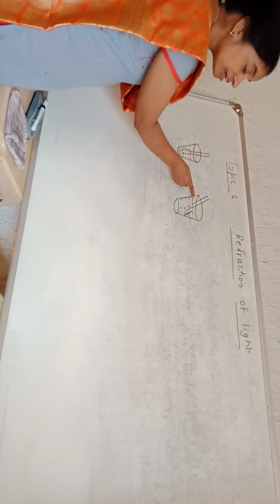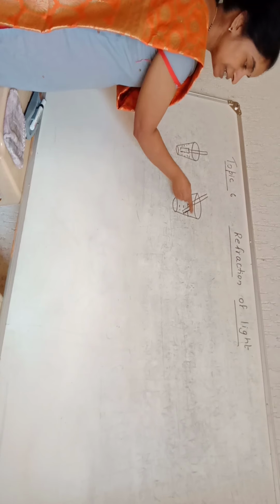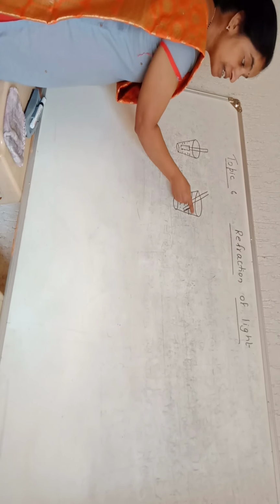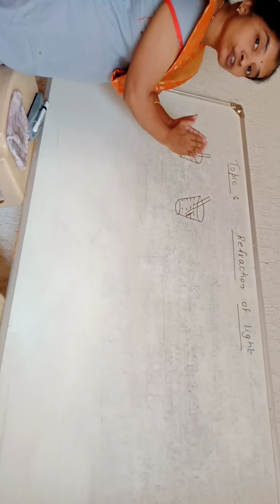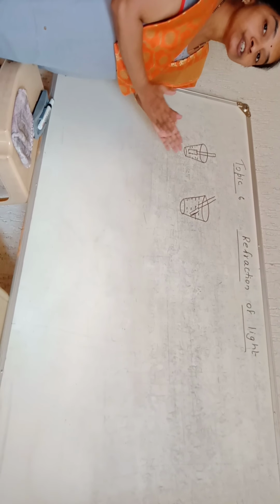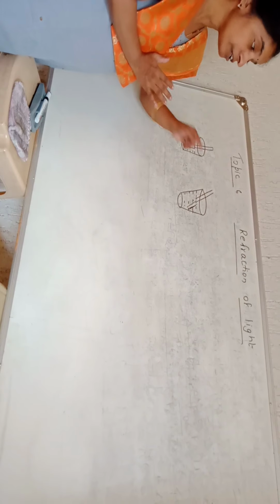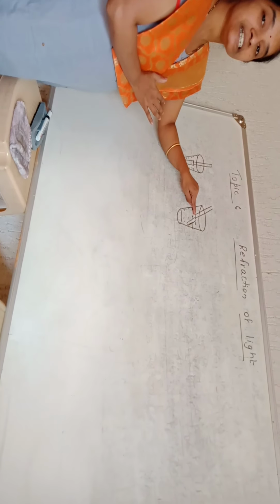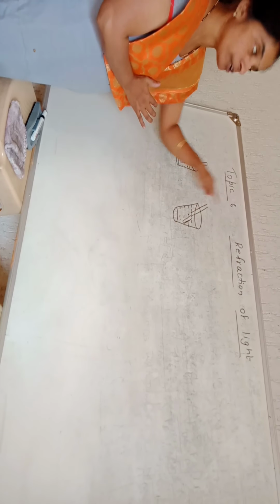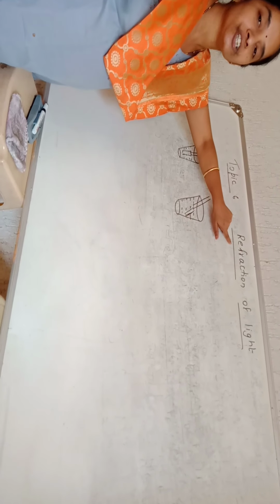So what happens? Again you observe that when the pencil is placed in a slanting position, at the surface of separation, that is here, the pencil looks as if it is broken. It appears to be broken. Only where? Only at the surface of separation. Okay? This is a unique property of light which is called refraction of light.